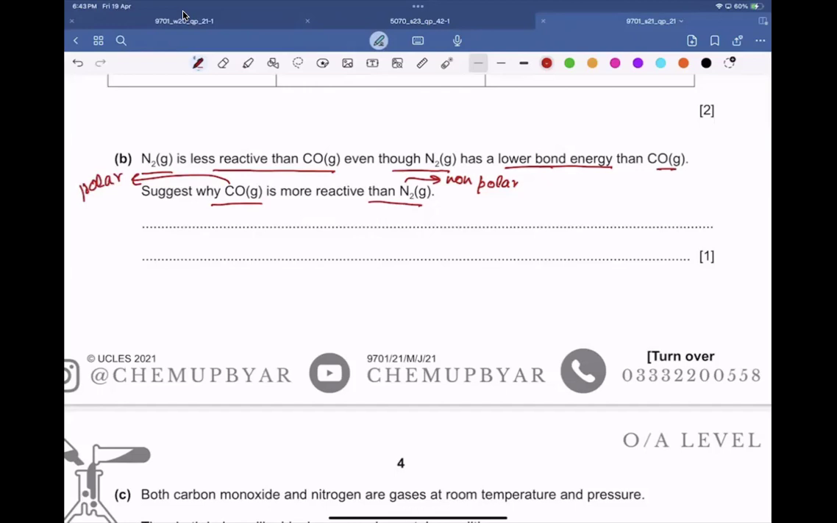Due to the polarity, it can easily attract any charged species towards itself to react with. So here you are going to write that it is because carbon monoxide is a polar molecule. Is this clear to all of you?